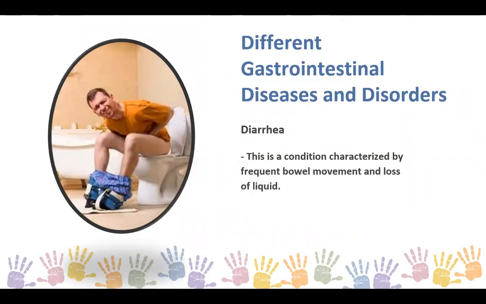Now let's talk about different gastrointestinal diseases and disorders. First is diarrhea. This is a condition characterized by frequent bowel movement and loss of liquid. Diarrhea can be caused by certain bacteria and parasites that invade the GI tract. In extreme cases, it can lead to dehydration and malabsorption of nutrients in the intestine.